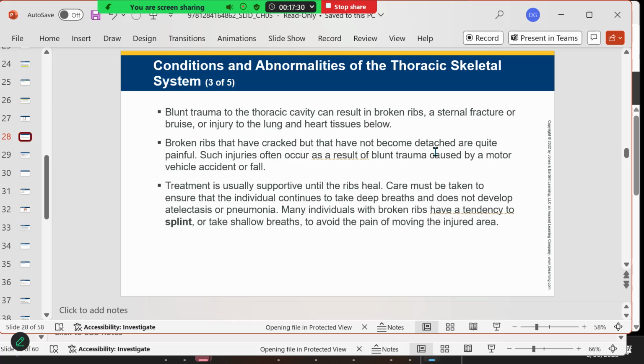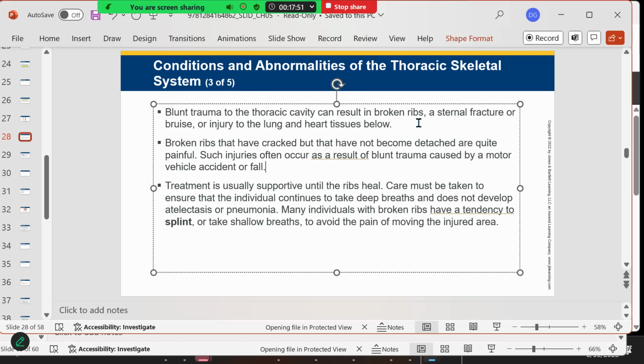Blunt trauma can result in broken ribs, sternal fracture, bruise, injury to the heart and lung tissues. Sometimes, if there's a severe impact to the chest wall, the heart will be affected, and you will get fluid building up between the heart and the pericardial sac. That is called cardiac tamponade, and that can be very serious.